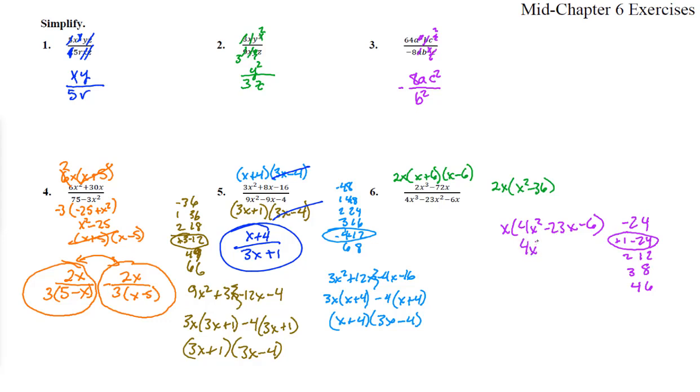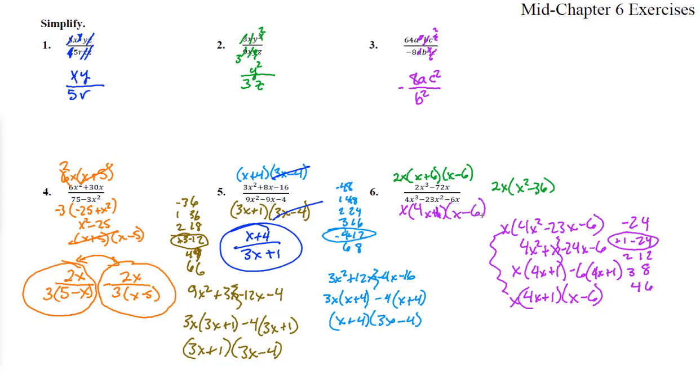So we have 4x squared plus x minus 24x minus 6. And then we chainsaw. What can we take out of the front? That's an x, 4x plus 1. And out of the back is a minus 6, and that's a 4x plus 1. And then 4x plus 1, x minus 6, and then this x down here will just float down. So this is x times 4x plus 1 times x minus 6.